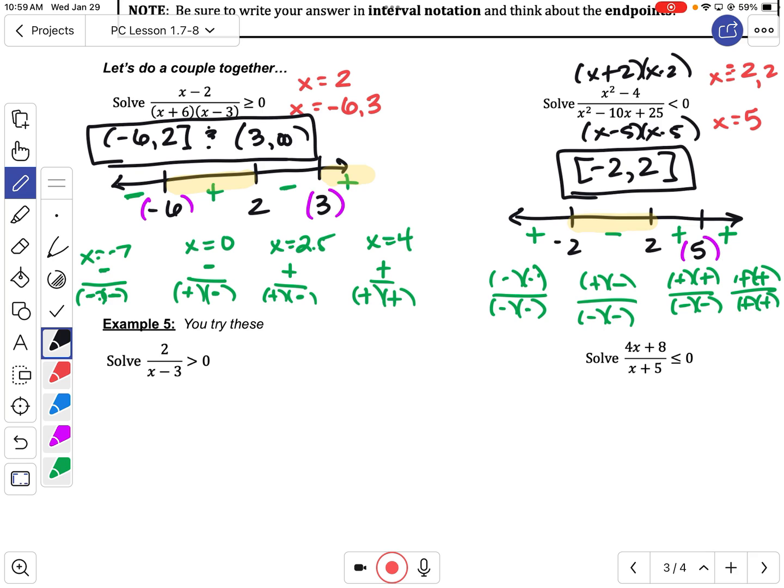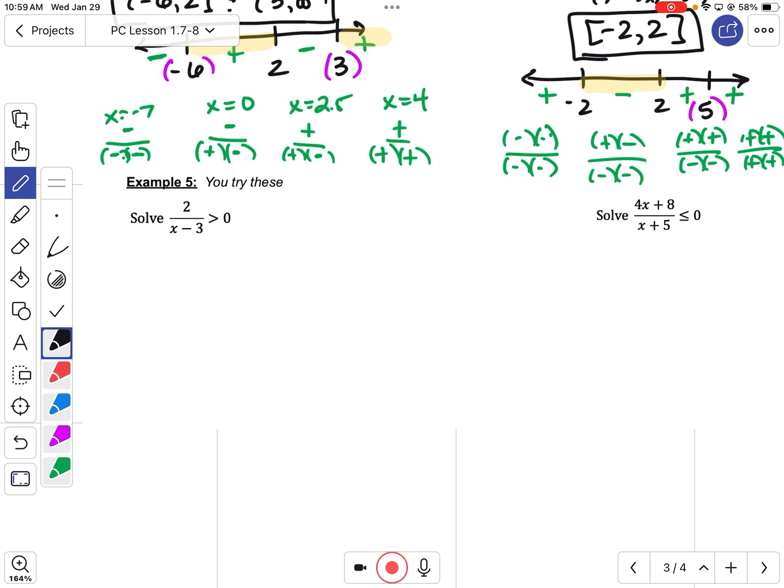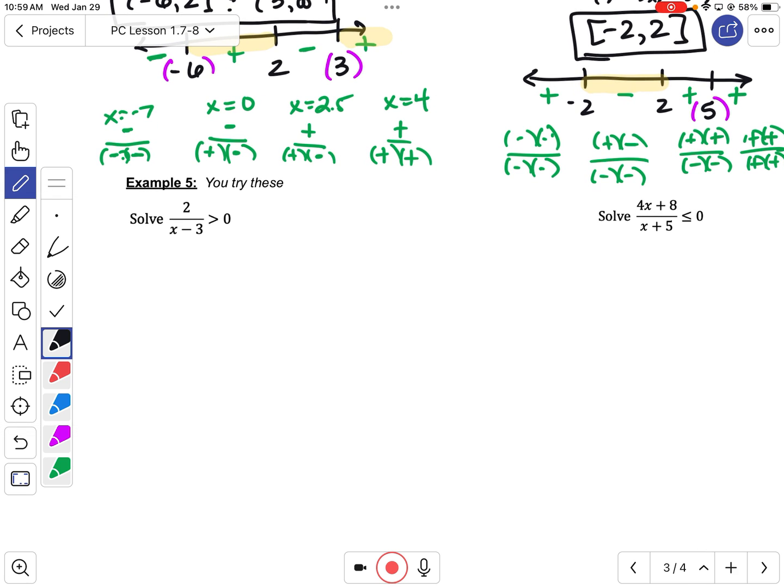What do you think? All right, I want y'all to try the next one, just that next one, and then check it with a friend. Be sure you agree.